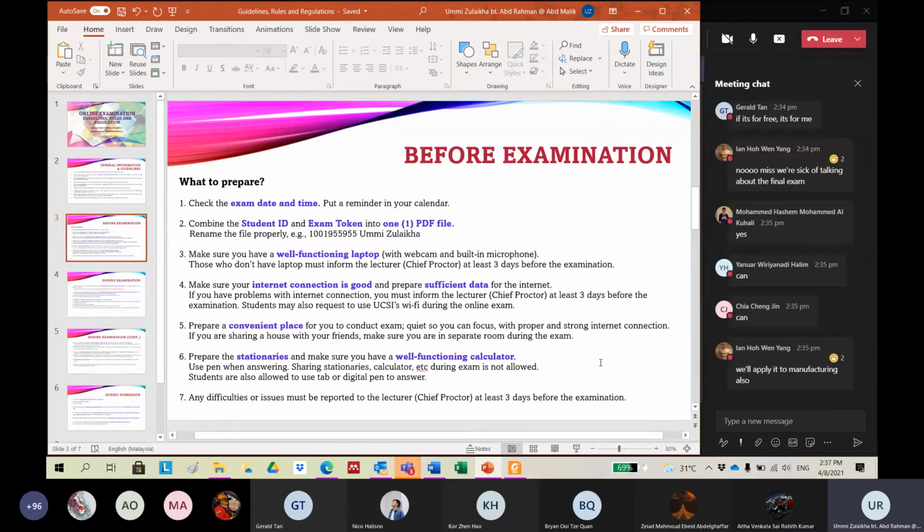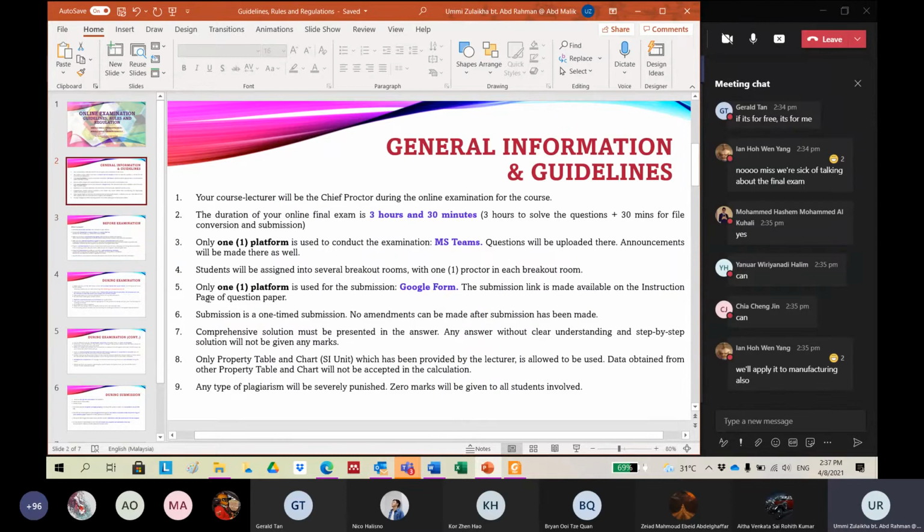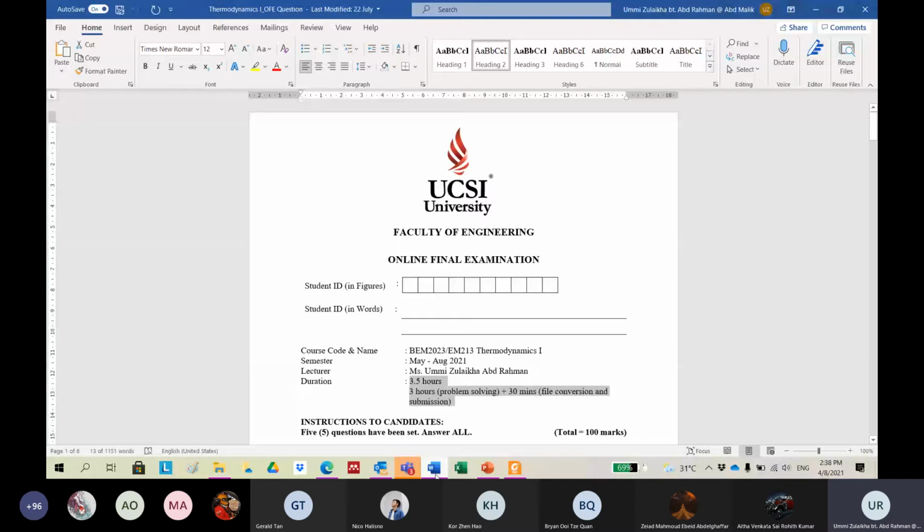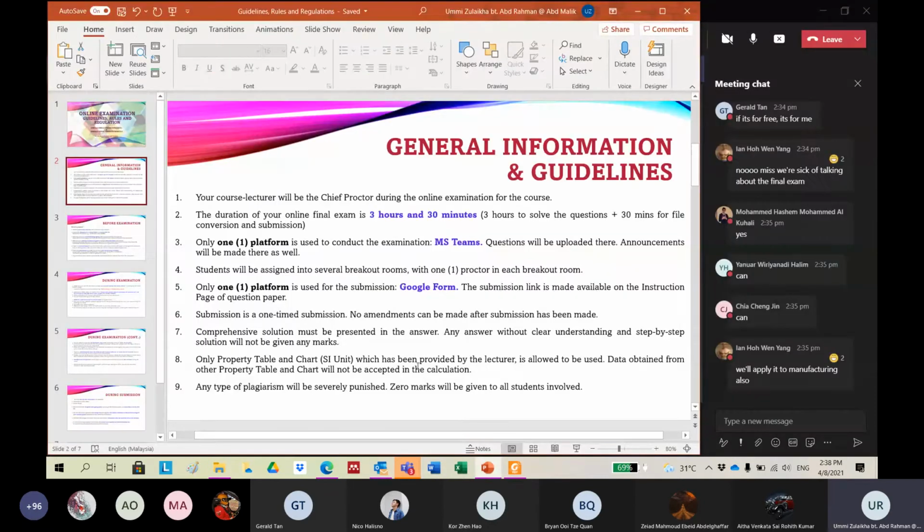to invigilate you. Only one platform is used for the submission, which is the Google Form. The submission link is made available on the instruction page of your question paper. I believe you have seen this, the final exam question. So there will be one platform only, which is the Google Form.